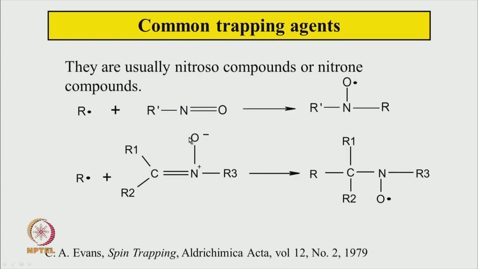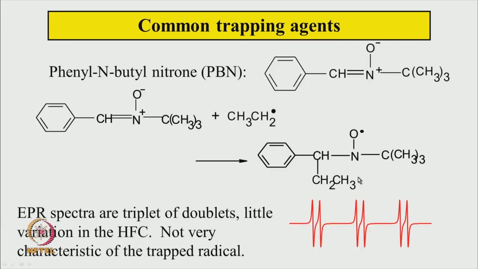These are some common trapping agents, and often they are the nitroso compounds with the NO group. This is a diamagnetic species. The radical comes here and attacks here to form a radical. This should have a sufficiently long lifetime and be easy to detect. Another one is of this kind. The radical comes and attacks here, producing a radical of this kind. Then this could have a long lifetime, and then you can see it.